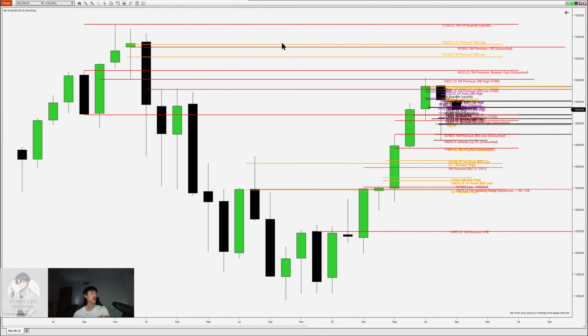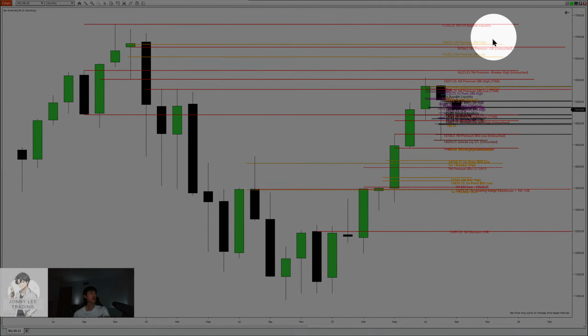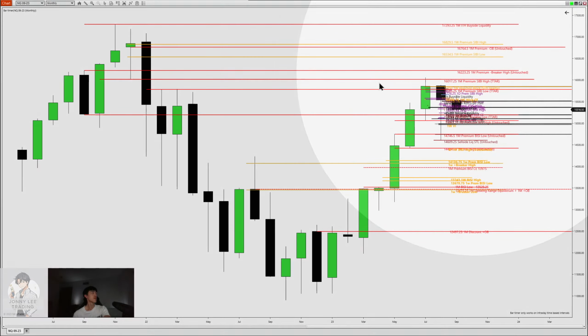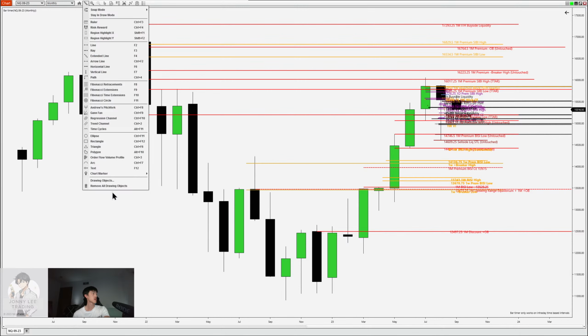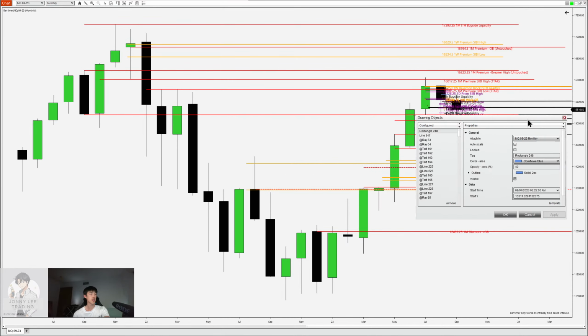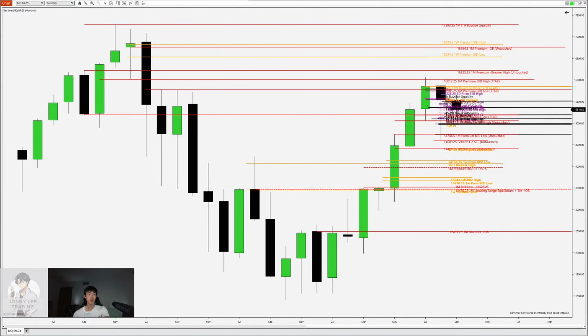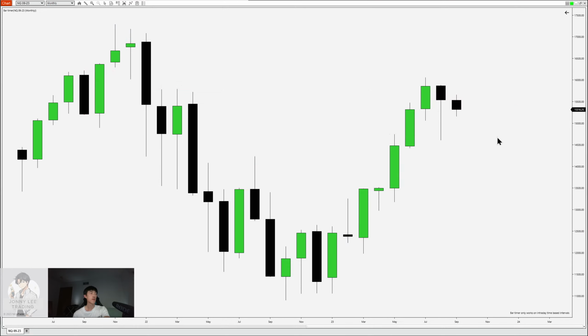So on the monthly, remember any red line is a monthly. So what I will do is take those drawing objects and temporarily remove them so that I can point out a couple of things.